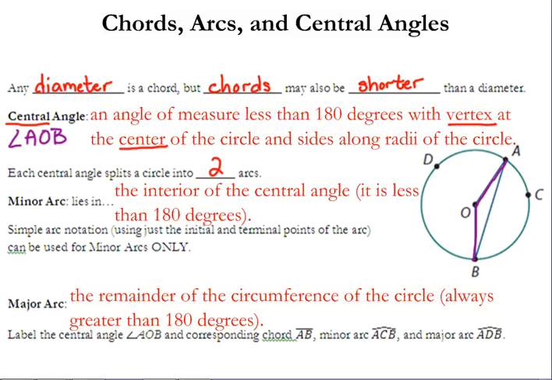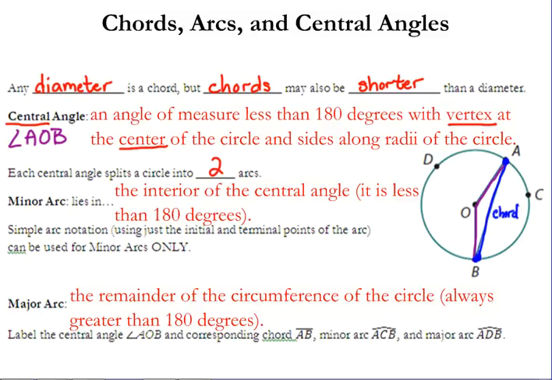The corresponding chord. Remember the definition of a chord, it connects 2 points on a circle. So that line right there from A to B is the chord. So I traced it in blue. That's our chord.